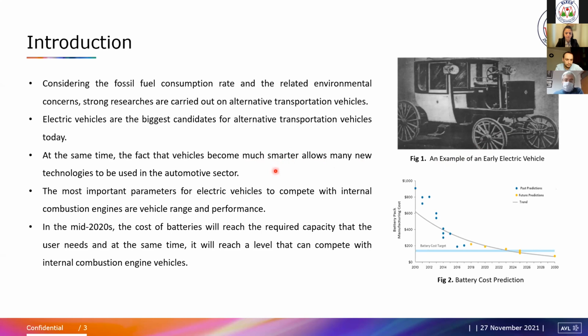But because of environmental concerns, at the beginning of the 2000s, electric vehicles, and also hybrid vehicles, became more popular in our lives. As you can see, today the biggest problem in electric vehicles is the range of the vehicle and also the cost of the vehicle. But the predictions say that in the mid 2020s, electric vehicles can be competitive with internal combustion engines, and therefore we will probably see many more electric vehicles on the road after the mid 2020s.